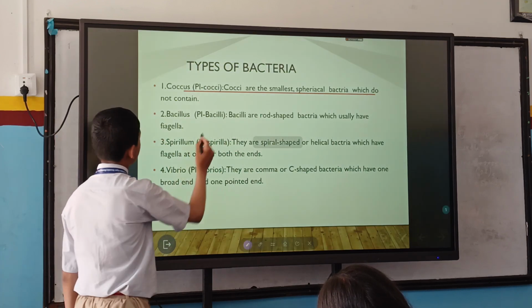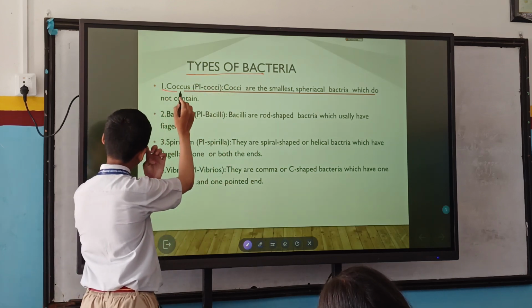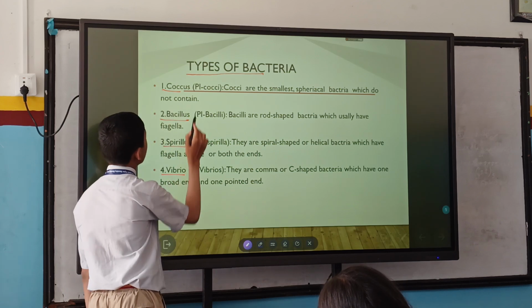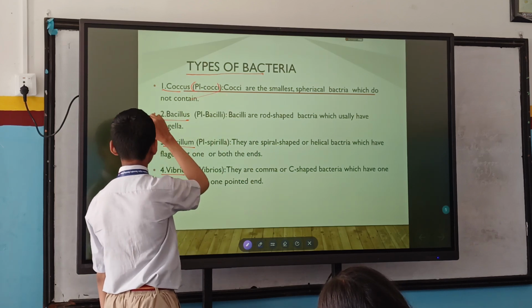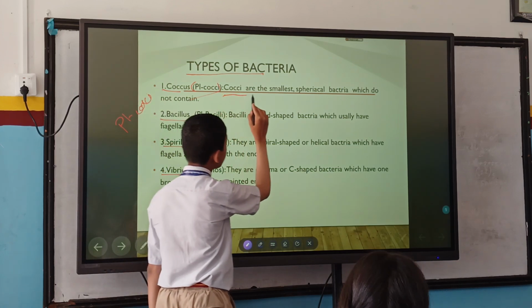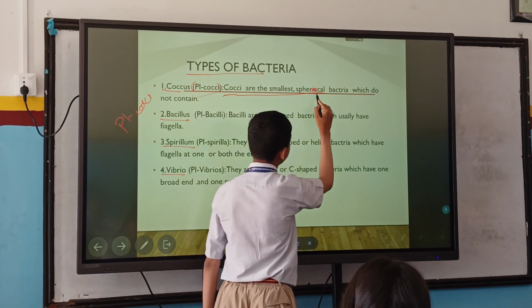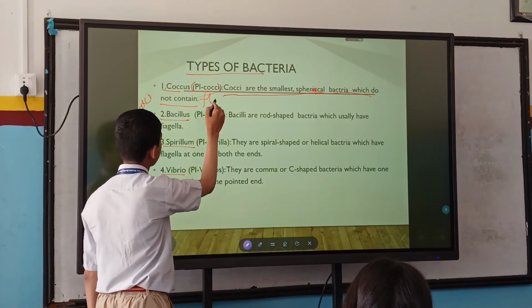This is about the types of bacteria. The types of bacteria given here are Coccus, Bacillus, Spirillum, and Vibrio. Coccus, plural cocci, are the smallest spherical bacteria, which do not contain flagella.